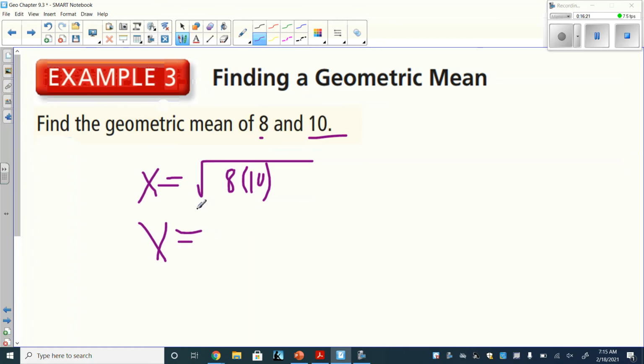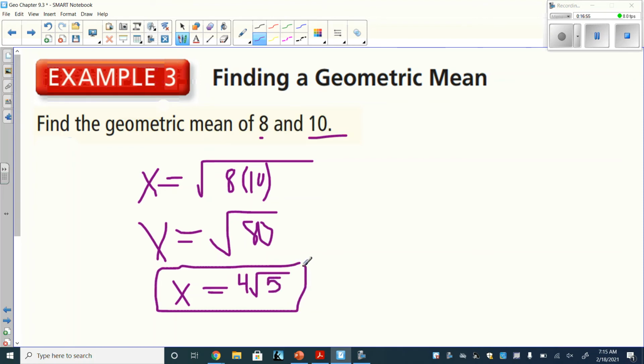And at this point here, we just need to take the square root of 8 times 10. Well, for us here, 8 times 10 will be 80. So we're taking the square root of 80. And the square root of 80, again, we can use Wolfram Alpha, and it would tell us that is 4 square root of 5. And that would be our answer. And that's all that we're looking for here.